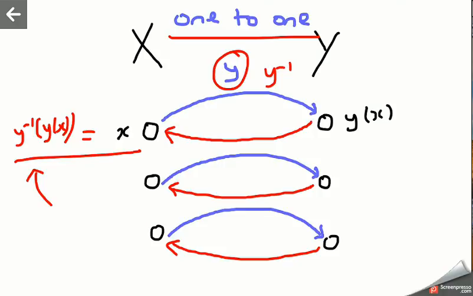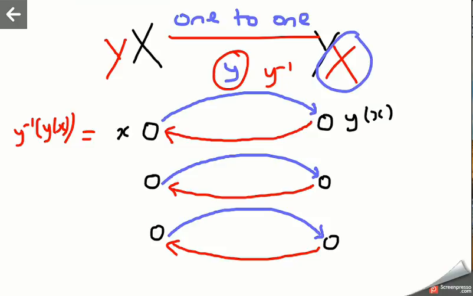And that makes sense because y inverse is the function that sends y of x right back to the input little x that it came from. Something also to note: what is the domain of y inverse? So y inverse has domain red x and range red y. So actually the domain of y inverse is the same as the range of y.